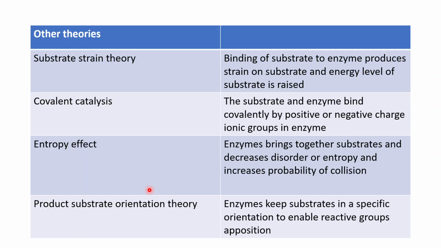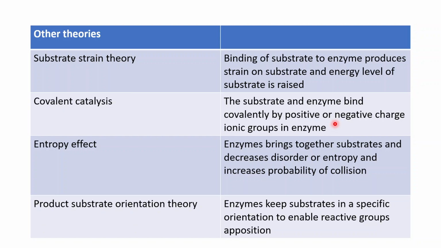Then there are other theories, like the substrate strain theory, where binding of the substrate to the enzyme produces strain on the substrate and the energy level of the substrate is raised. So when the substrate binds to the enzyme, the substrate becomes strained, as a result of which its energy level is raised, which crosses the threshold level or activation energy, and then the reaction takes place. So this is the substrate strain theory. In covalent catalysis, the substrate and enzyme bind covalently by positive or negative charge, which is present in ionic groups on the enzyme.